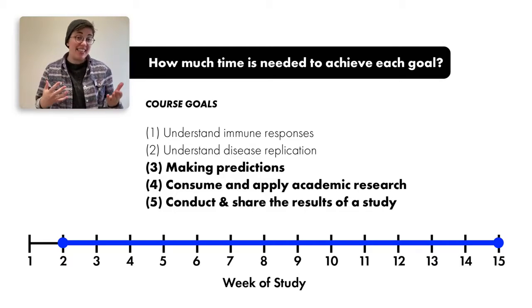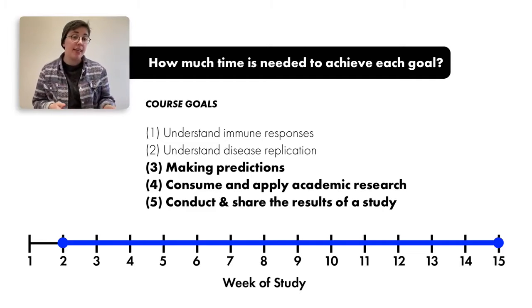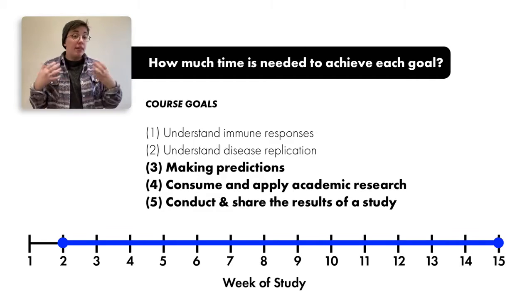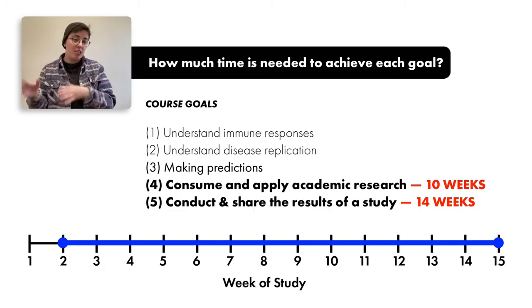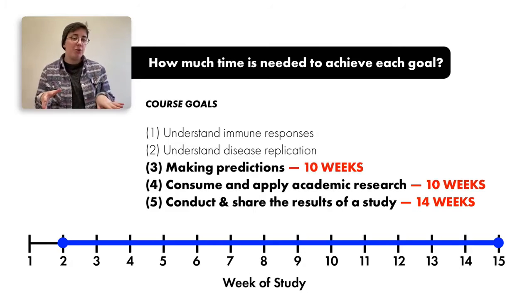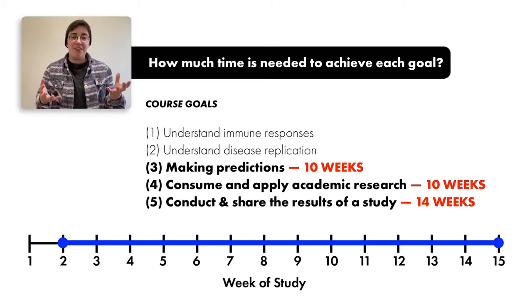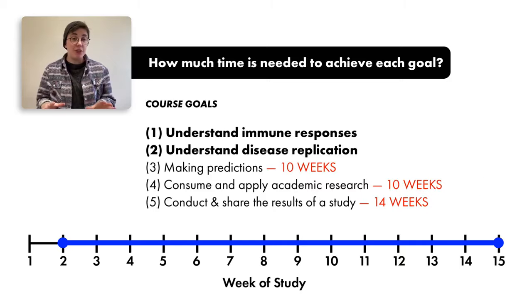Now, I actually see these being ongoing, interwoven projects throughout the term, with multiple check-ins and opportunities for feedback and revision. Conducting a study, I'll say, will take about the majority of the course, so maybe 14-ish weeks here, while consuming research and making predictions are closer to about 10 weeks. And this is because I would really want students to feel fairly confident in their ability to perform both of these tasks before jumping into the final throes of their study. Now, my last 2 goals actually build off of one another and are focused on learning basic immunological concepts.